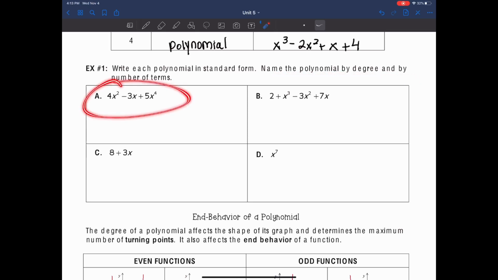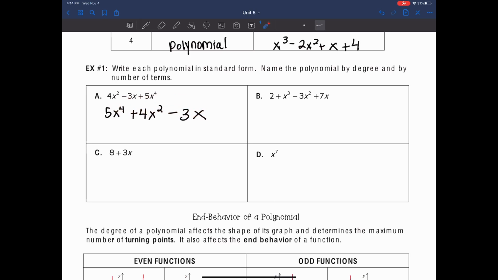Let's look at part A. So we have 4x squared minus 3x plus 5x to the 4th. Well, if I'm going to write this in standard form, my highest exponent needs to go first. So I'm going to put 5x to the 4th first, and then I'm going to go down from greatest to least. So the next highest exponent is going to be 4x squared. So I put plus 4x squared, and my smallest exponent is negative 3x. So now this is in standard form because we are going down numerically.